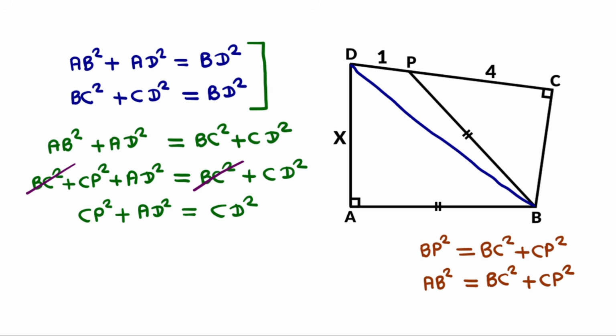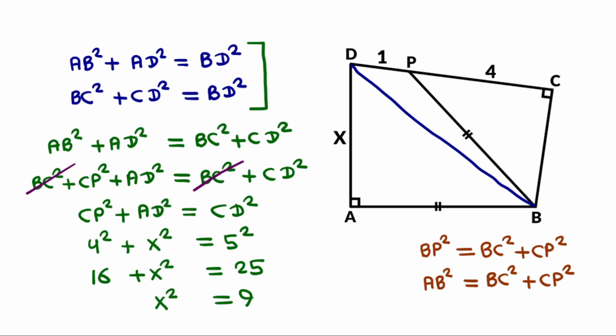Now plug in the actual numbers. CP is 4, CD is 4 plus 1, which is 5, and AD is X. So we get 4 squared plus X squared equals 5 squared. 16 plus X squared equals 25. Subtract 16 from both sides, X squared equals 9. And taking the positive square root gives X equals 3. So the answer is 3.